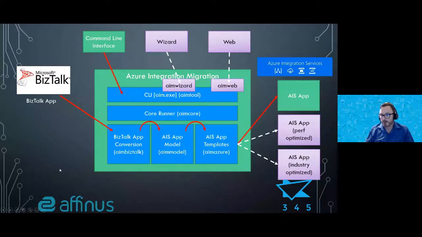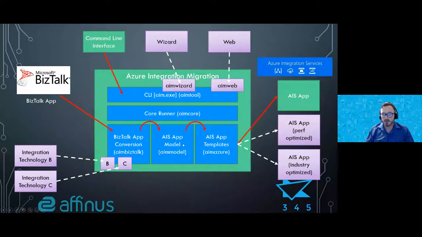Similarly, if you wanted to make a performance optimized version of your application, so at the moment this application is kind of functionally optimized. It's very, very decoupled, highly decoupled. But what that means is that you might not be running the most performance optimized. So you could make another performance optimized version, or an industry specific version, and that would be by changing the templates mostly.